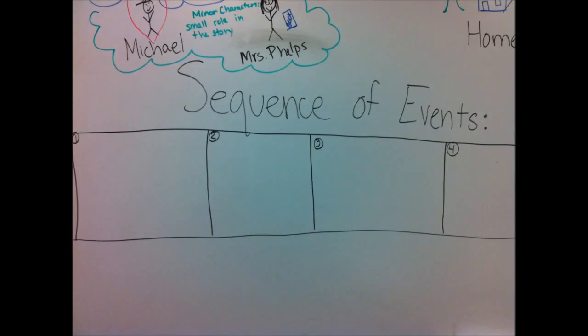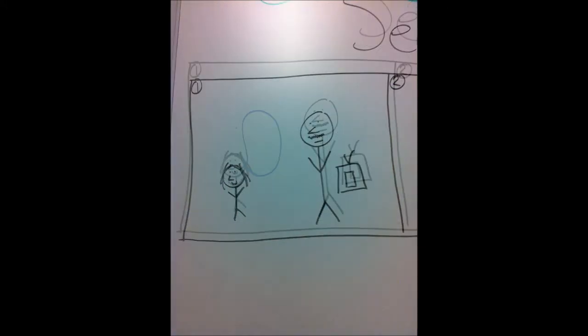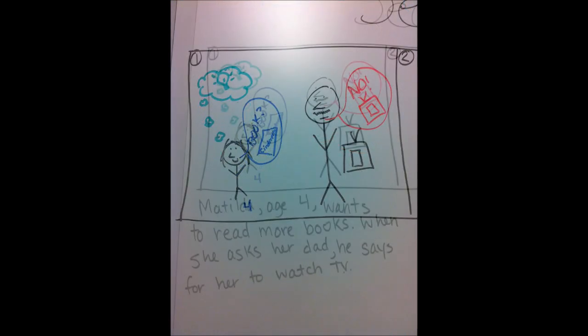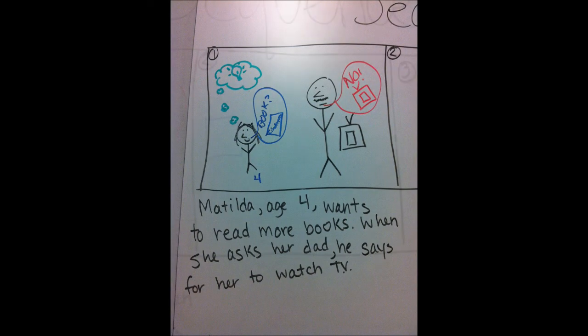We will next be discussing sequence of events. Sequence of events is also known as the main events that take place. The first main event that occurs is when Matilda asks her dad if she could have another book. Now we know that Matilda taught herself how to read at age 3, and at age 4 she wanted to read more, but her dad said, no, you need to watch TV.